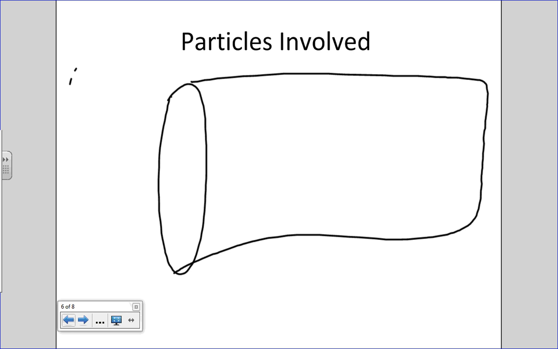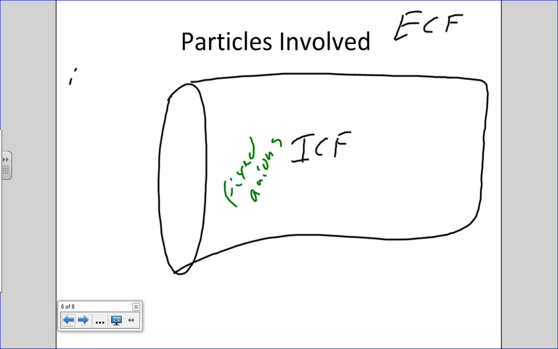Earlier I mentioned that if we take a look at the intracellular fluid versus the extracellular fluid, there's going to be a difference in the concentrations of sodium and potassium. And remember, there are all these fixed anions within here. So within the cell, there's going to be a lot of potassium, and outside of the cell, there's going to be a lot of sodium.